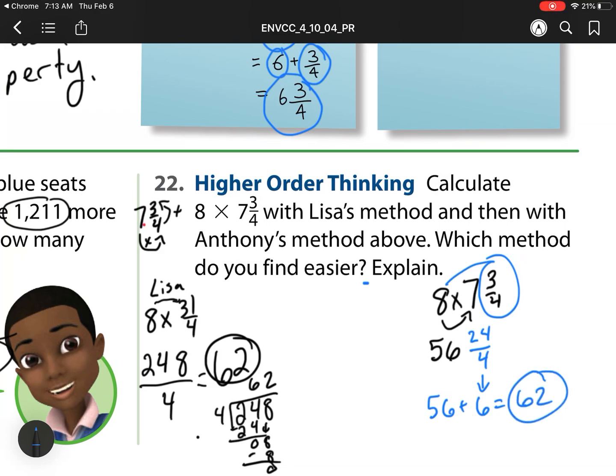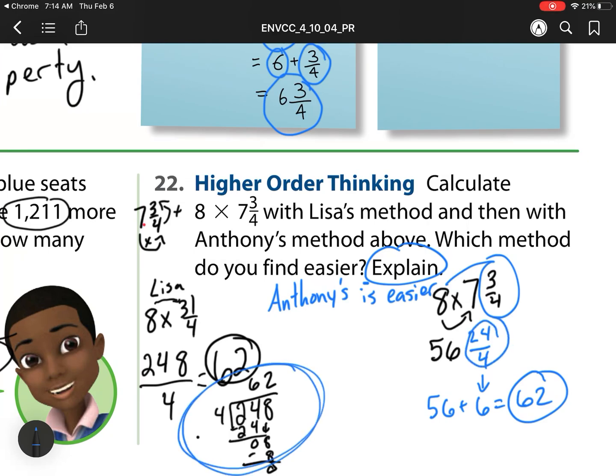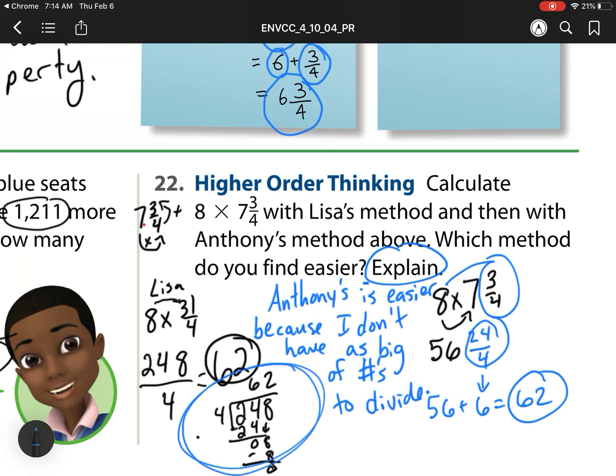We have to say which one we think is easier and explain. Well, this is a personal preference. What I think is easier is Anthony's. So I'm going to put Anthony's is easier. And why do I think it's easier? Well, I don't have to do this big division problem. I don't have to do this tiny division problem. So I'm going to say Anthony's is easier because I don't have as big of numbers to divide. I would much rather divide 24 than 248.